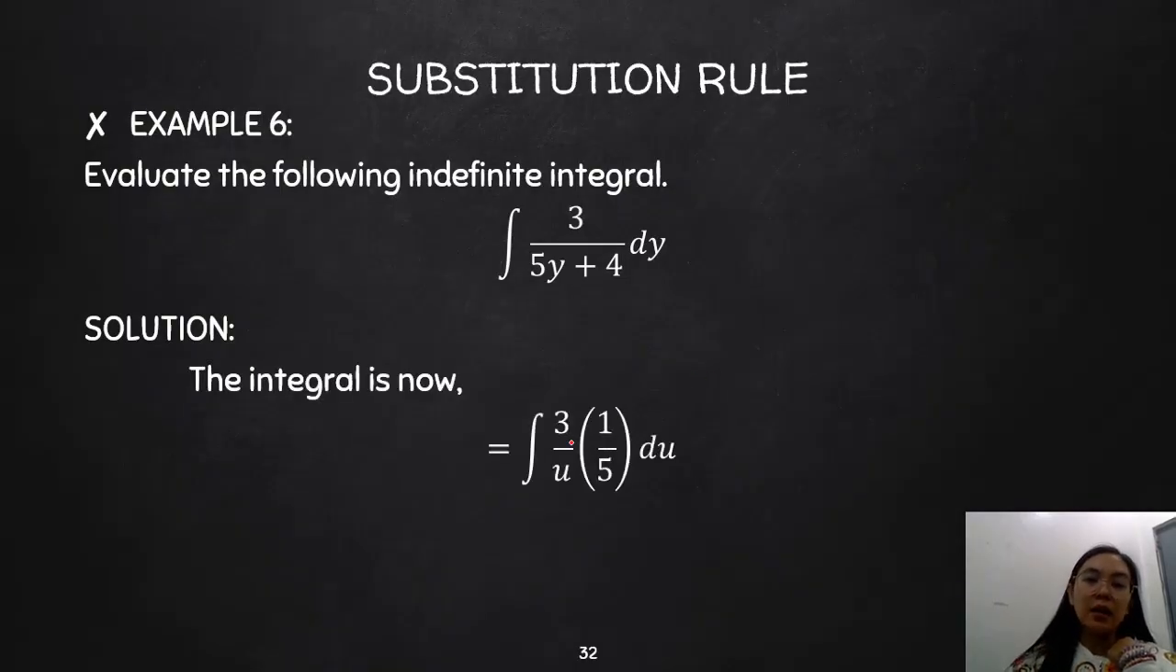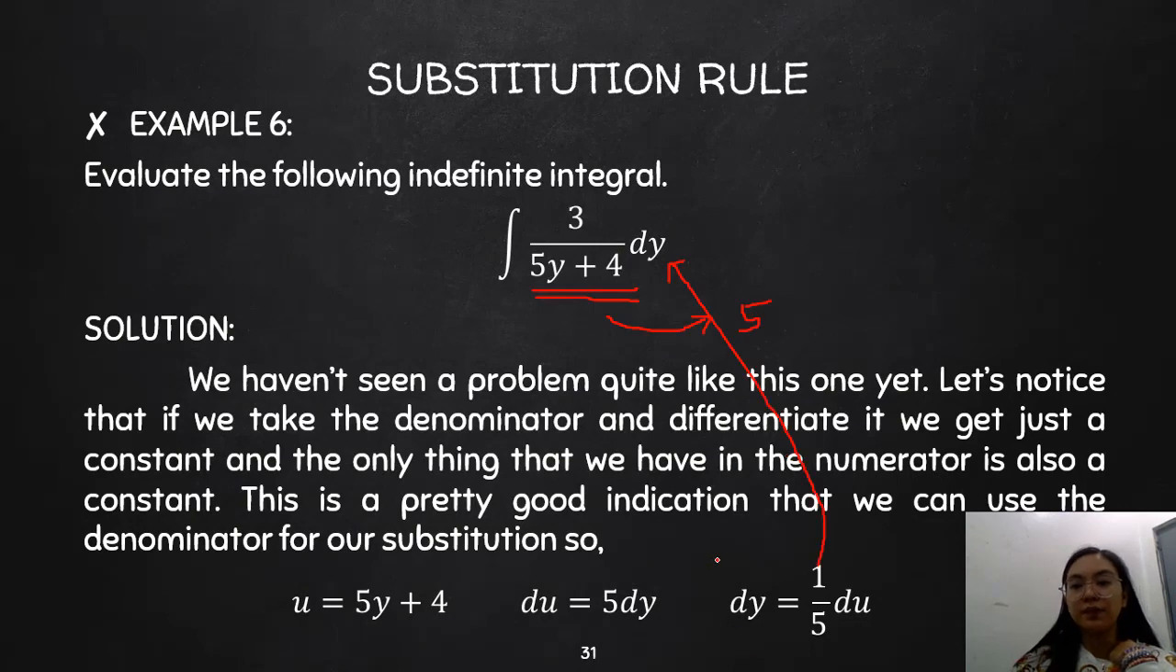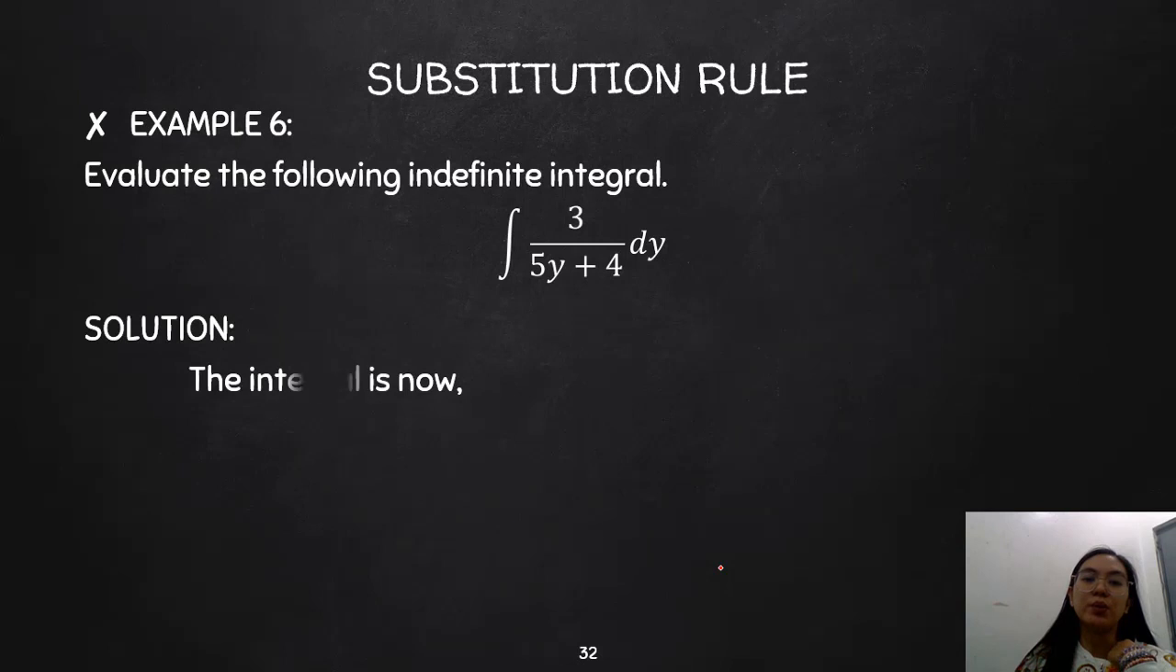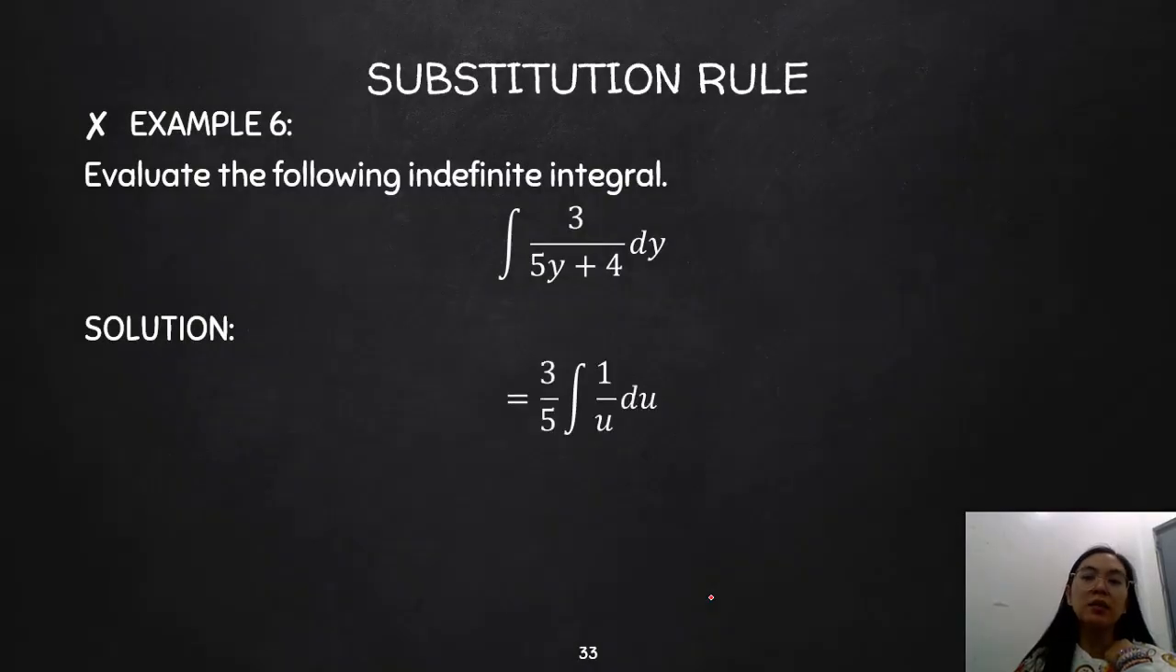The integral is now the integral of 3 all over u, where u is what we let earlier, and the dy we got earlier, which is 1/5 of du. So dy is equal to 1/5 of du. Such that we can take out the constant, 3/5, and you have the integral of 1 all over u du.